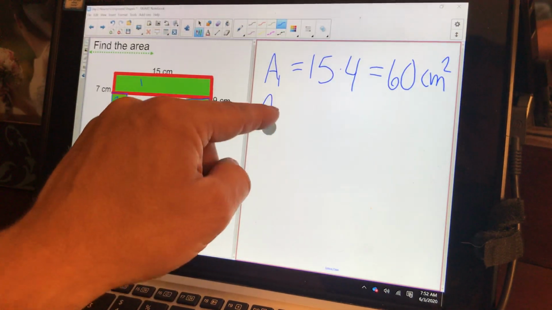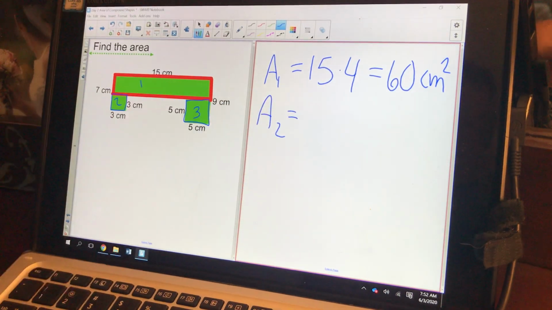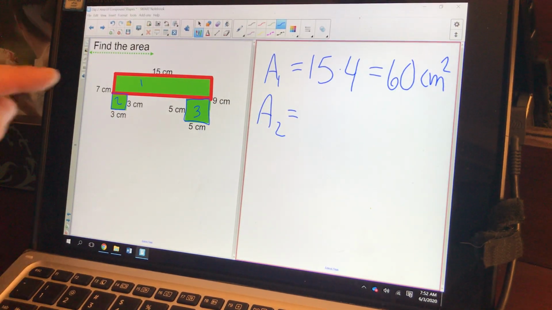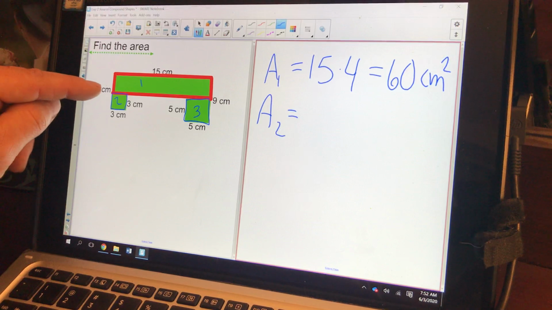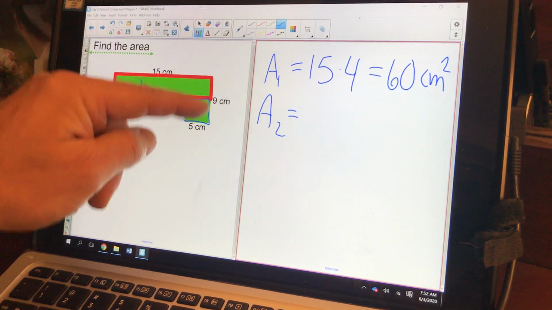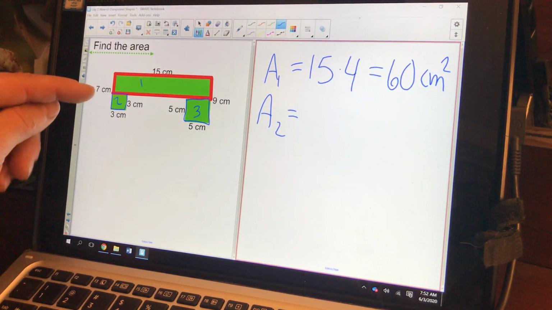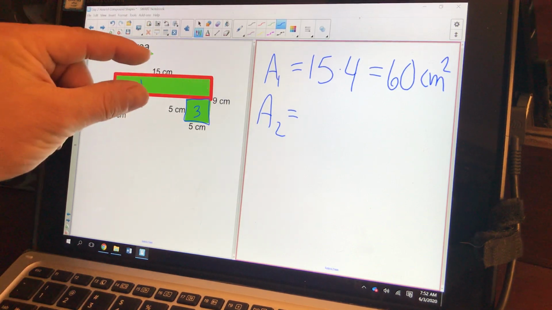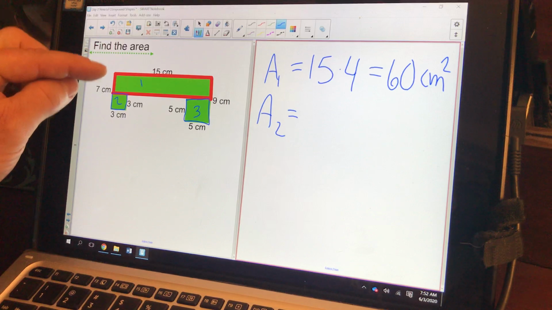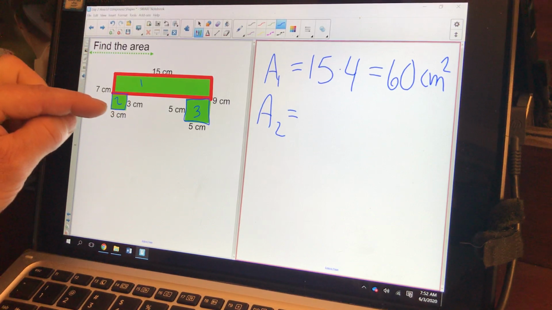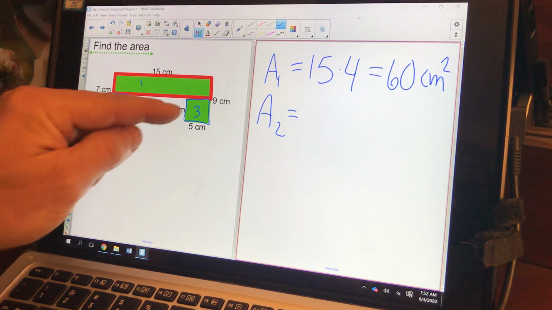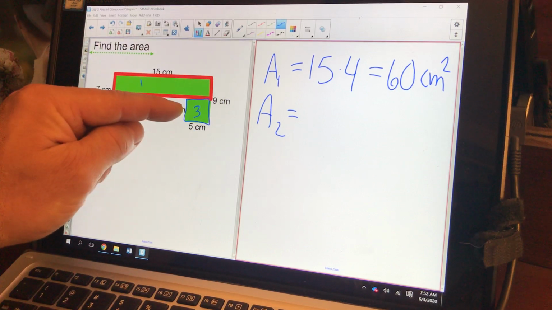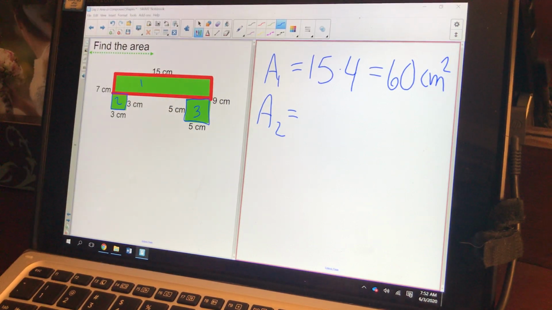Okay, so area of shape 1 is 15 by 4, although it doesn't tell me it's 4. See how the 7 and the 9 are sort of in the middle of those sides? So I can't assume that the 7 goes right here and the 9 goes right here at the ends. Instead, I can assume 7 is the whole thing and I'm subtracting 3, so that's 4. From the 9, I'm subtracting 5, and that's 4. So I know I got that: 60 centimeters squared.